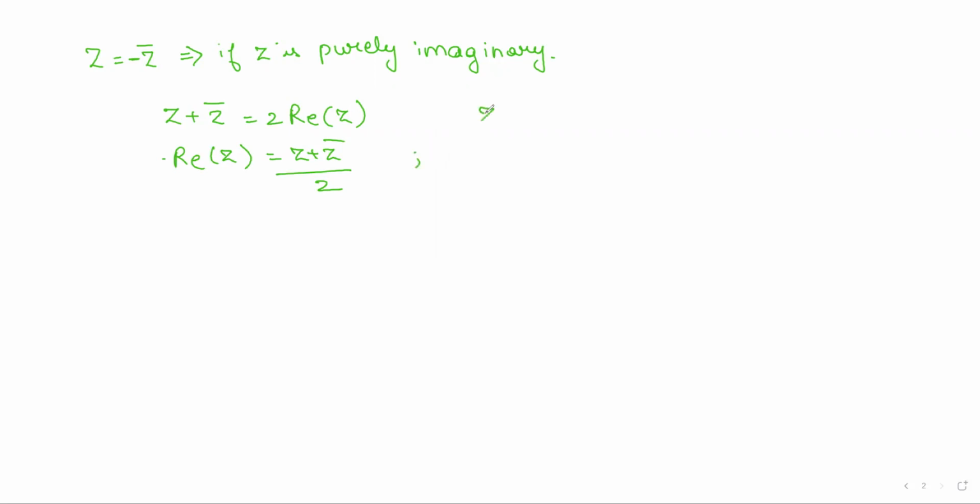Similarly, z minus z bar (conjugate) is equal to 2i times the imaginary part of z, which means that if 2i is taken to the left hand side, the imaginary part of z will be equal to (z minus z conjugate) upon 2i. This value is equal to a, and this value is equal to b, for any z equal to a plus ib.